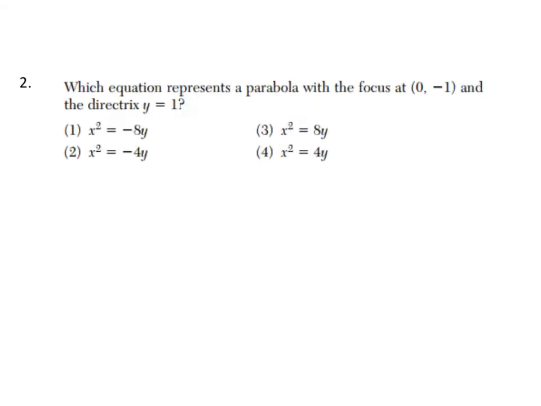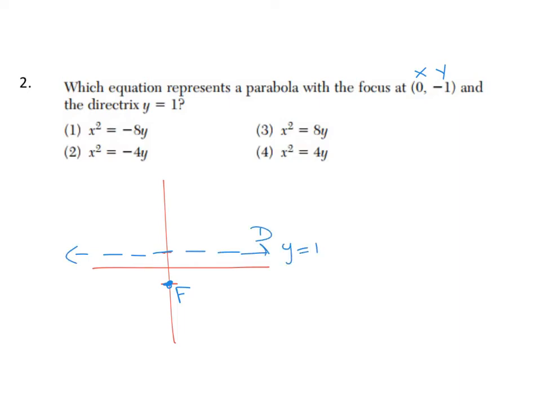The next question says, which equation represents a parabola with a focus at (0, -1) and a directrix at y equals 1. My focus is at (0, -1), which means my x value is 0 and my y value is -1. So my focus is right down here. I'm going to label it F. My directrix is at y equals 1. Y equals is a horizontal line, and there we go. That's y equals 1, and that's my directrix.